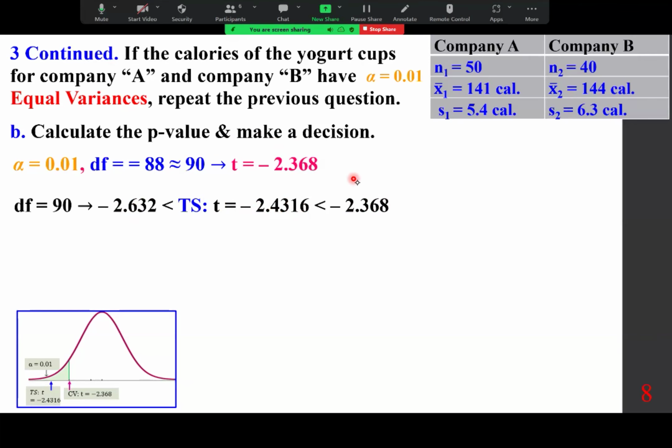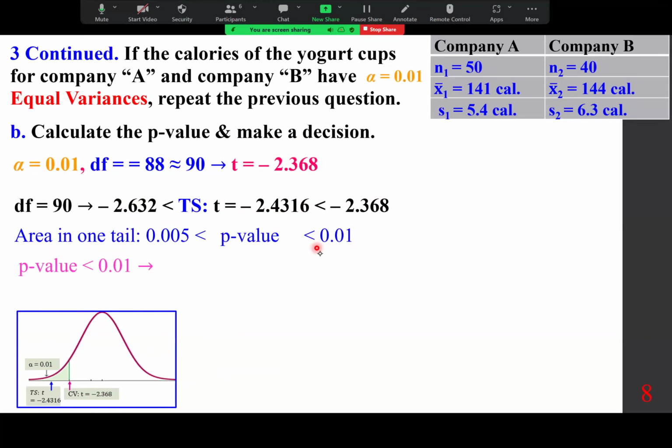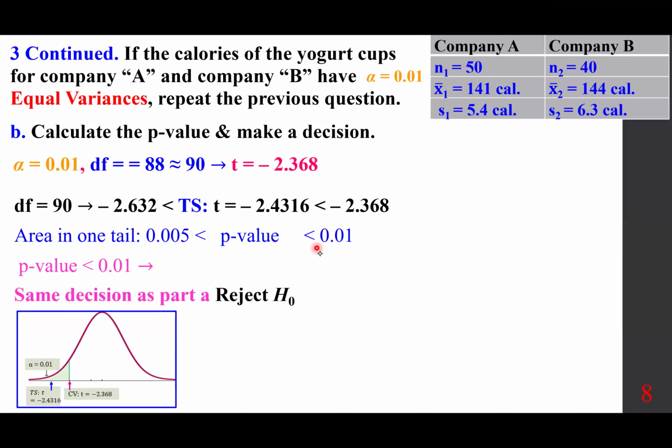And therefore, the p-value is between these two numbers, area in one tail. And no matter what, it's less than 0.01. We have the same decision, which is rejecting H0.